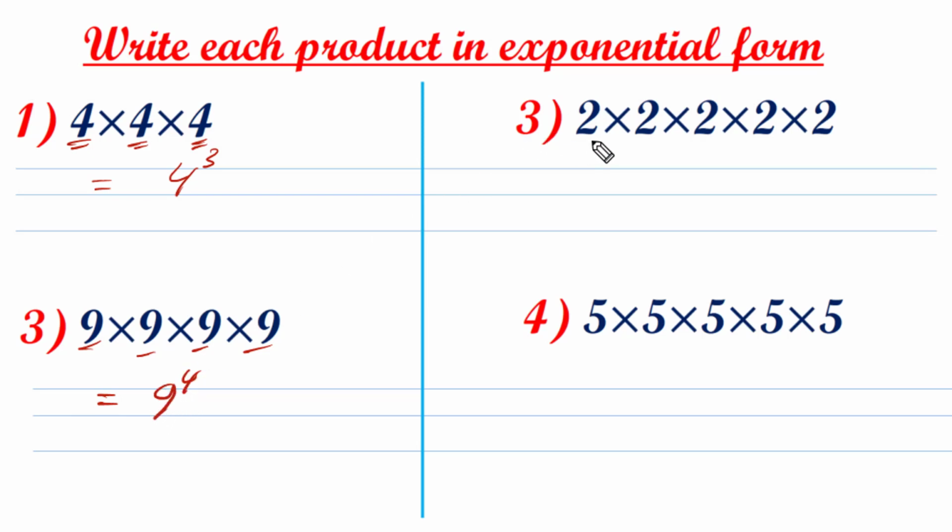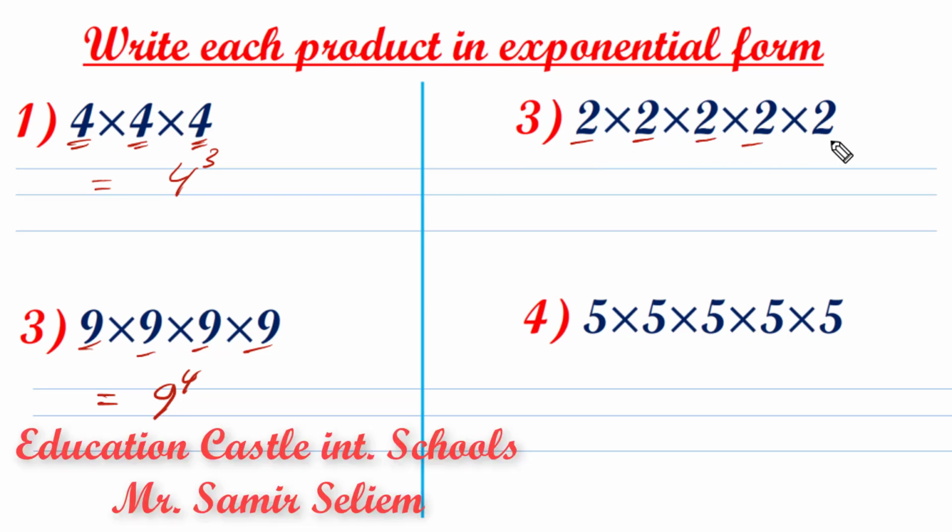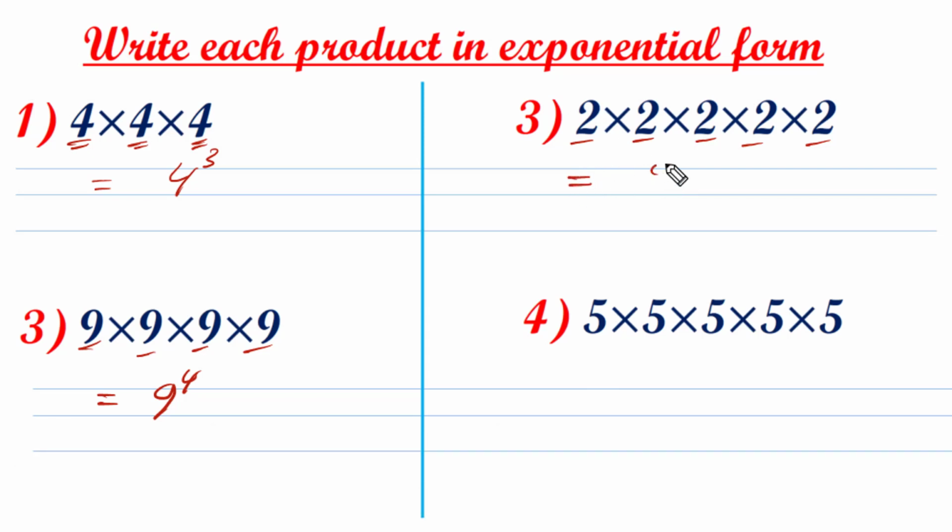Number 3, just count 1, 2, 3, 4, 5. Now the repeated number 2 is repeated 5 times. We can write it as 2 raised to the power 5. 5 is repeated how many times? Ask yourself. 1, 2, 3, 4, 5. Now the exponential form will be 5 raised to the power 5.